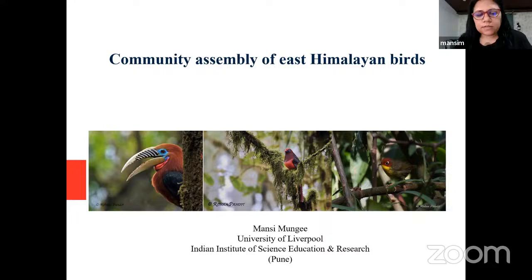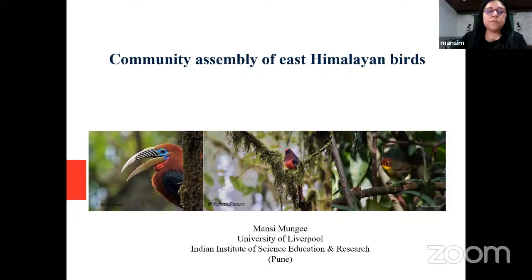This work was done as part of my PhD at ISER Pune from around 2011 to 2017, and it is part of a much larger project that we did on moths and birds. It was a comparative study between an ectothermic group of organisms and an endothermic group of organisms. We are trying to understand how these two very distinct groups change with elevation. To study change with elevation, we use communities as our unit of study. So we don't study individual species or individual groups, but a community of moths and a community of birds. The work I'm presenting today is specifically about community assembly of birds.